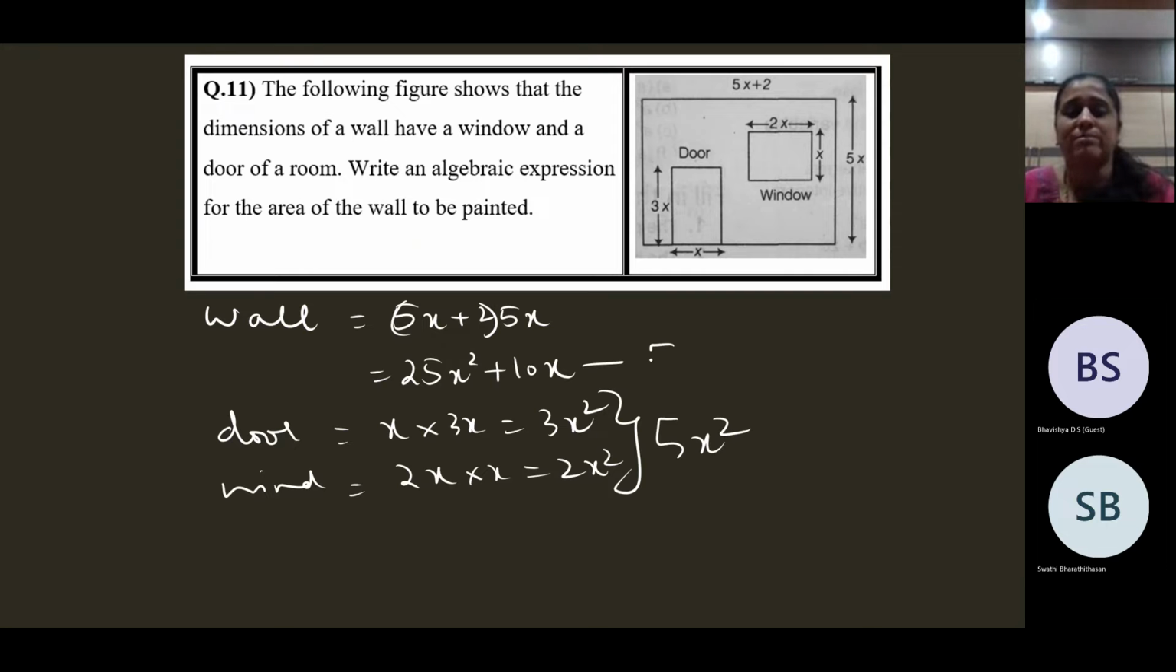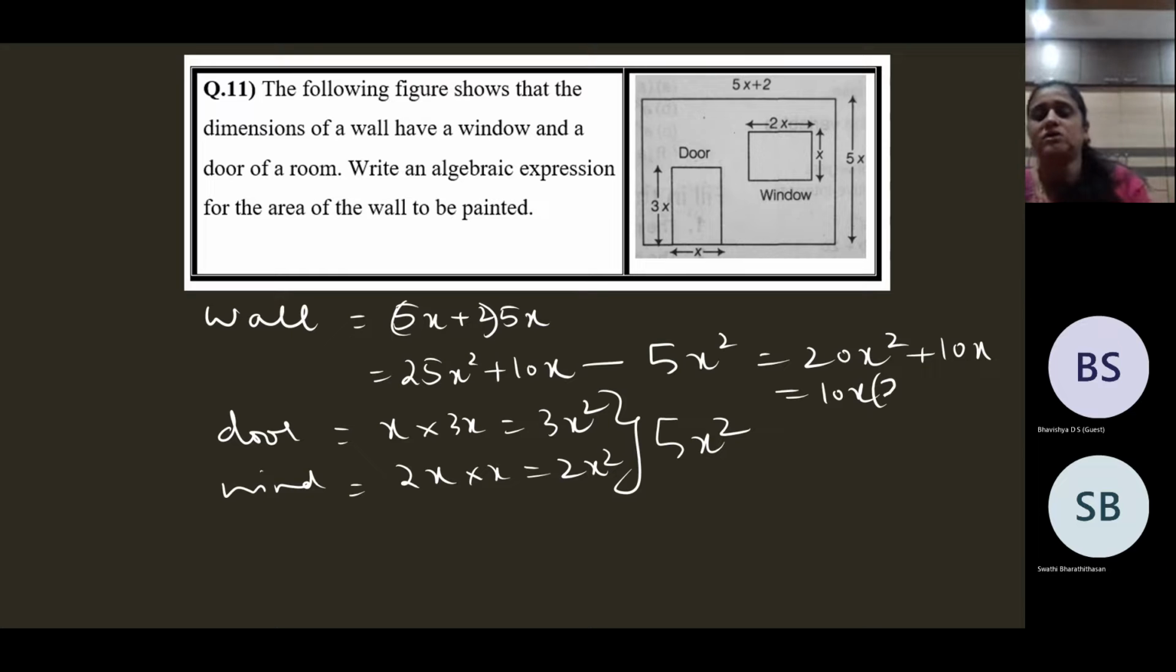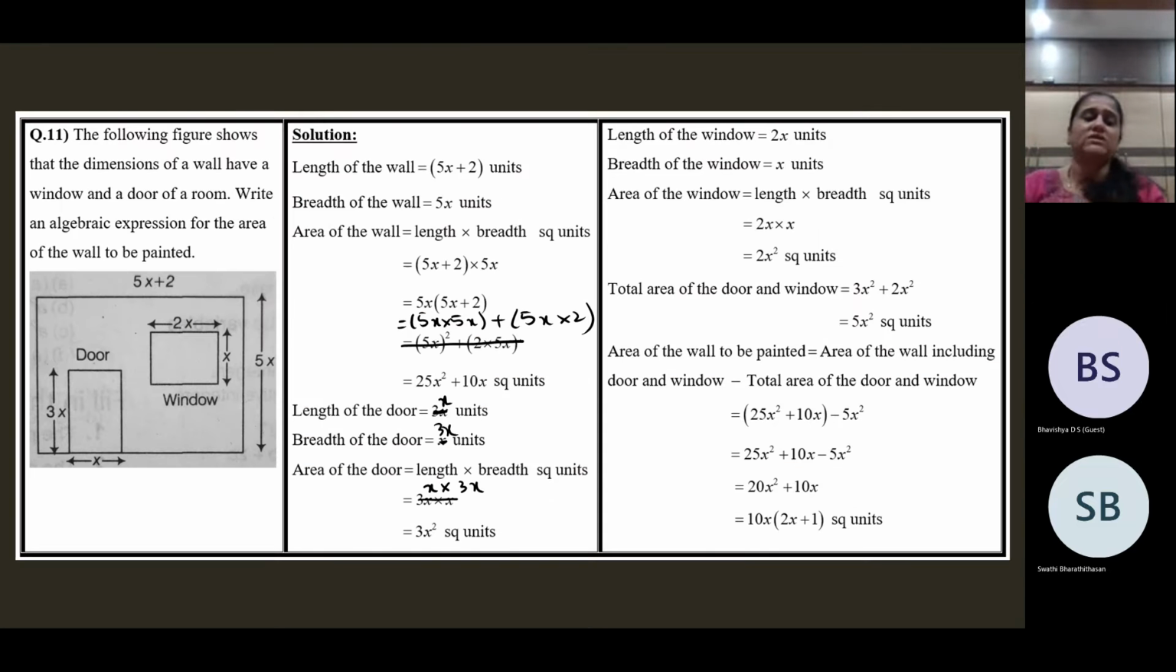Now from this you should subtract 5x square. And the answer is 20x square plus 10x. Then you should take out 10x common and you will get 2x plus 1. Finished. That's all. So that is what is in detail here. Length, breadth, and all that.